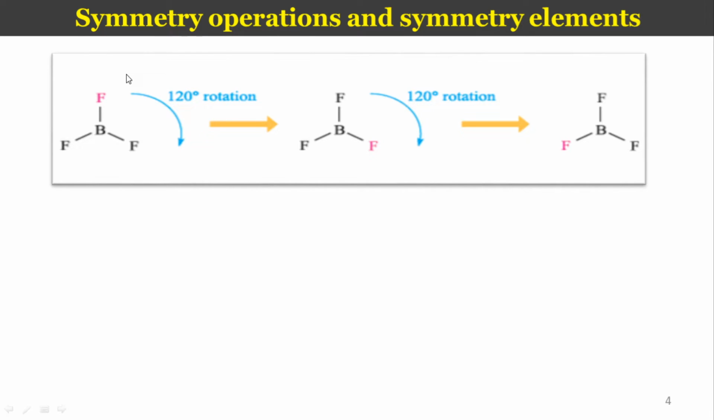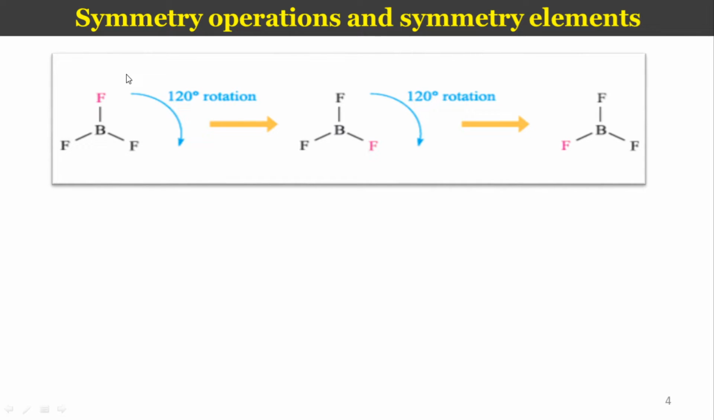Okay, like this. Let's take the example of boron trifluoride. It is an sp2 hybridized molecule, boron halides particularly. Now it is a trigonal planar molecule. We can draw the triangle here, with a fluorine at each corner. This molecule is planar because it is an sp2 hybridized system.